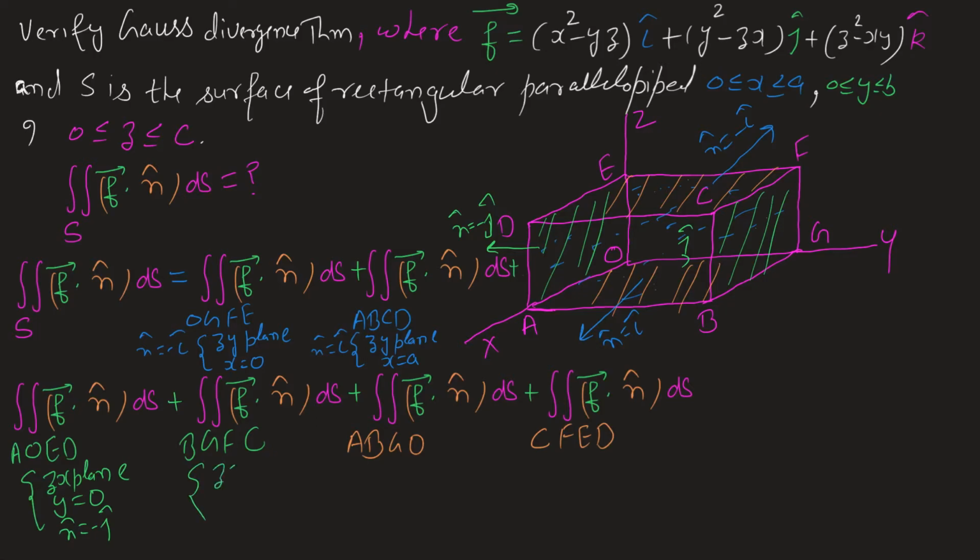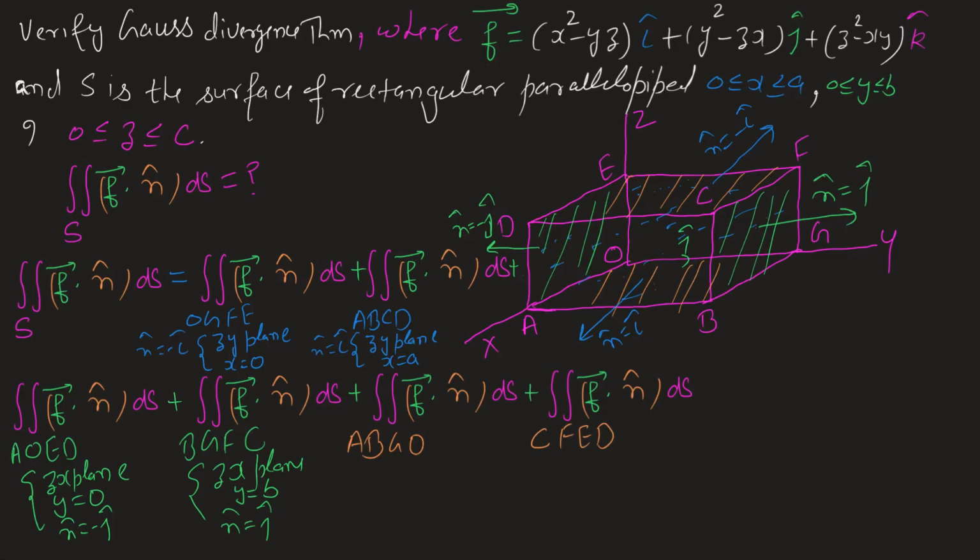Similarly, this is also a ZX plane, BGFC. So in this case, the unit normal will be this one. This is n cap is equal to j cap, and this plane is present at a distance y is equal to b. So here, y is equal to b.